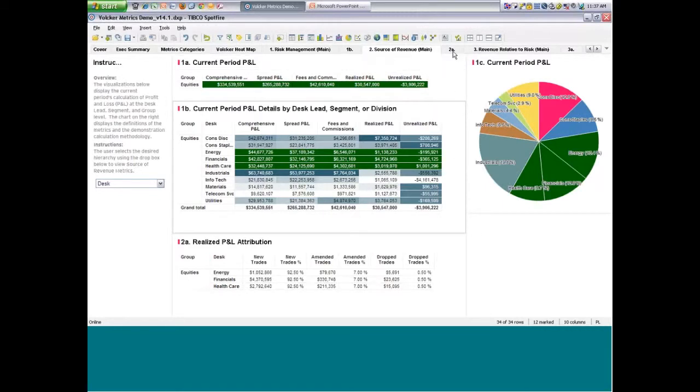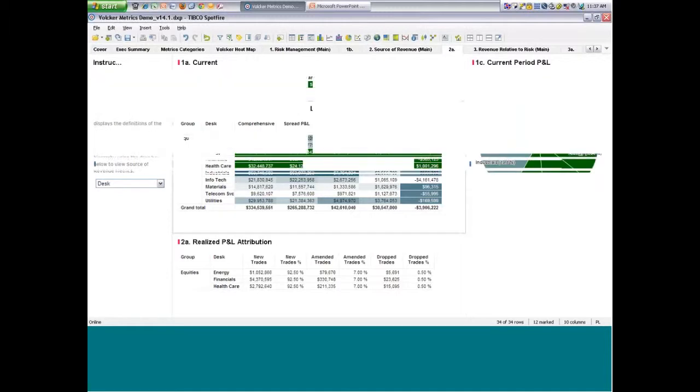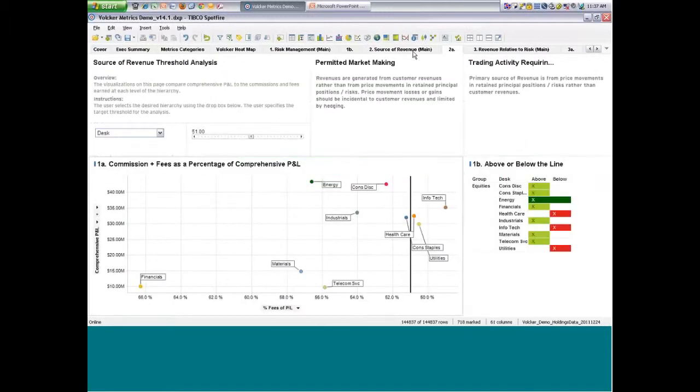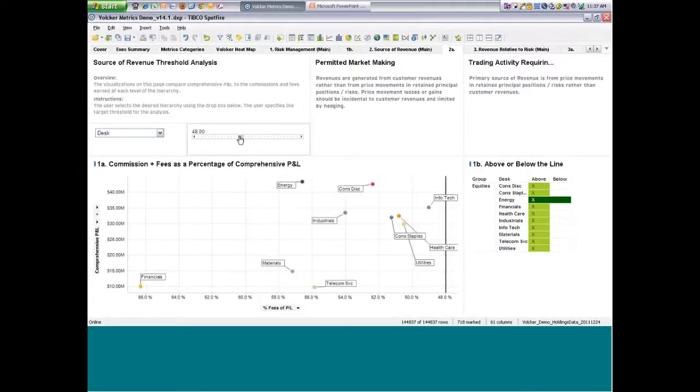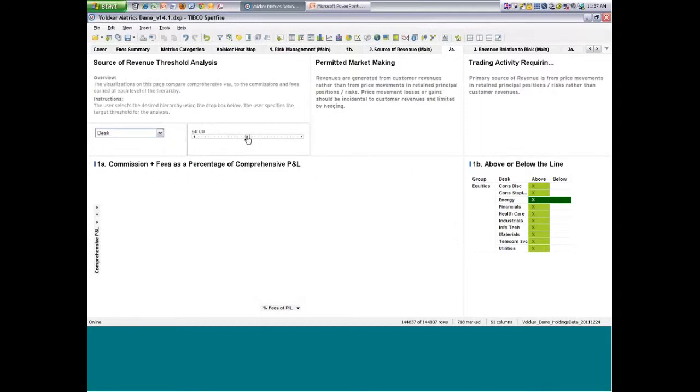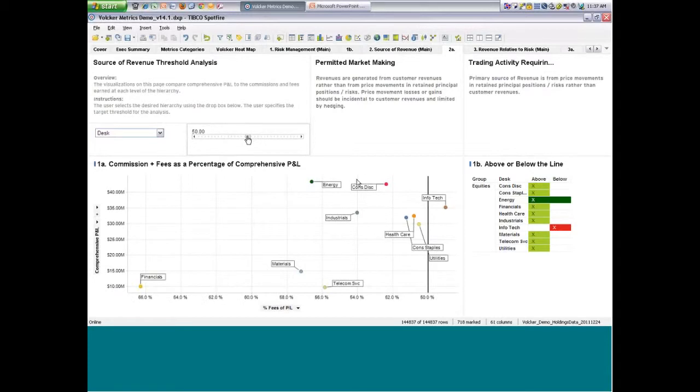So now what do we do with this information? If we go to 2A, the goal of 2A here is to start thinking around what permitted market making looks like, and how do we actually think about this as a relative threshold? What percentage of sources of revenue do we consider acceptable to be good P&L versus bad P&L?